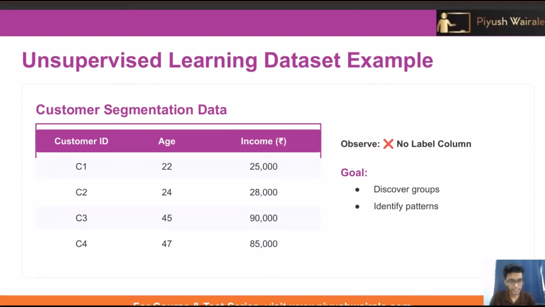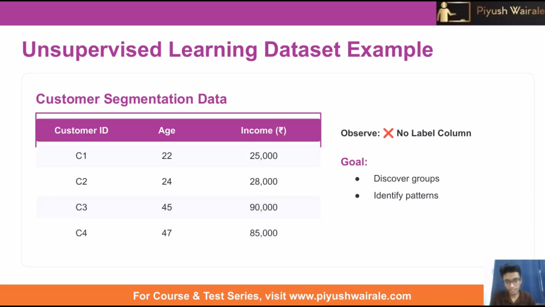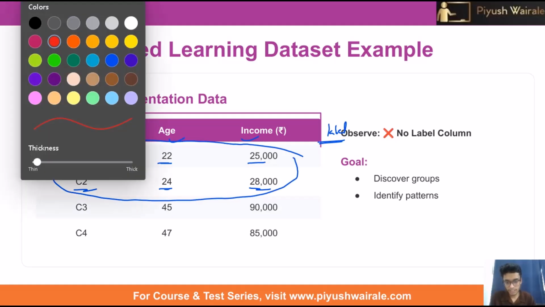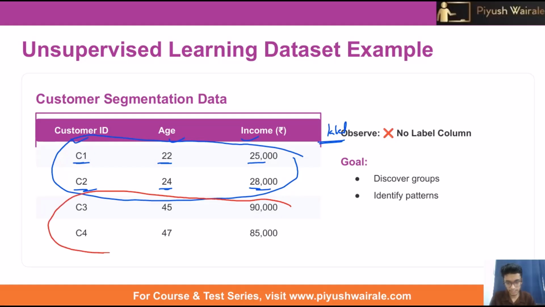So here's an example of an unsupervised learning dataset. Here we have three features: customer ID, age, and income, and there is no label. So what the model will do is try to make groups. Let's say customers C1 and C2 have similar ages and similar incomes, so it will put them into one group, and then it will put the others into another group, because their ages are close and their incomes are close. So basically it discovers groups or identifies patterns in unsupervised learning.